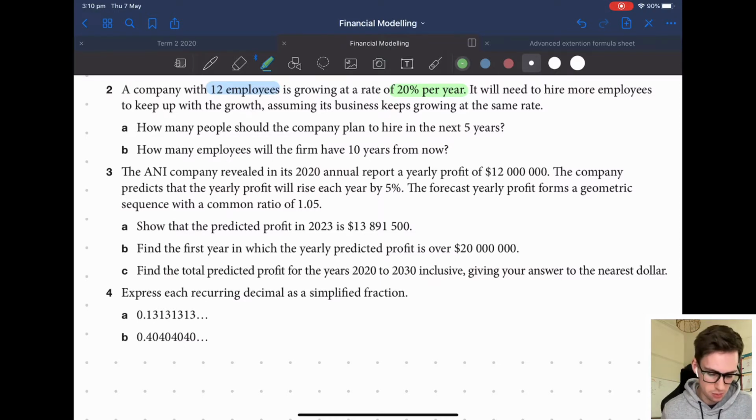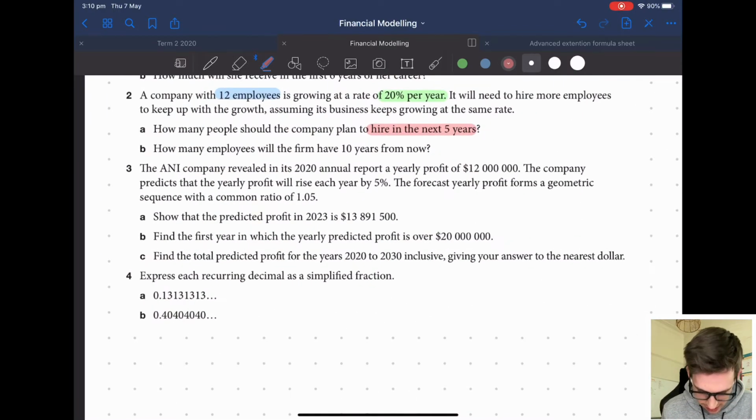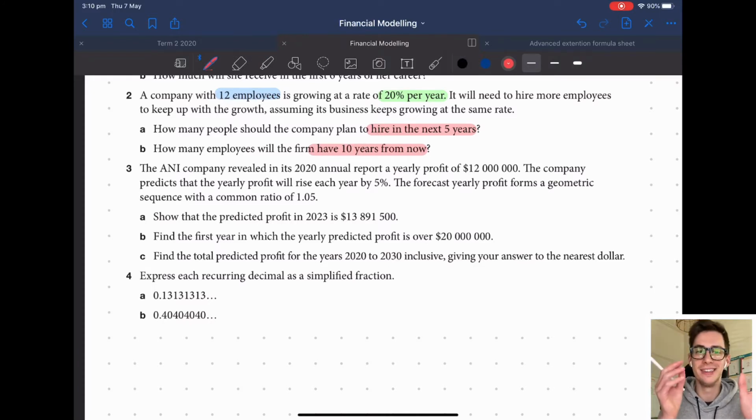It will need to hire more employees to keep up with the growth, assuming its business is growing at the same rate, okay? So for part 2A, I want to find how many people should the company plan to hire in the next 5 years, and part B, how many employees will the firm have 10 years from now? The reason I hate this question is the wording. In part A, it says how many will it plan to hire. The trick here is this rate, okay, is how many we're hiring, okay?